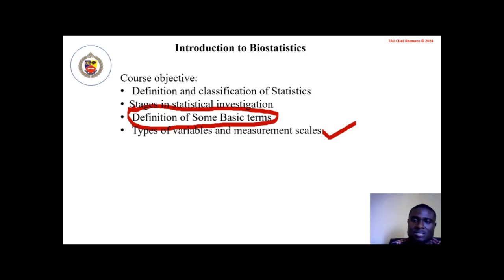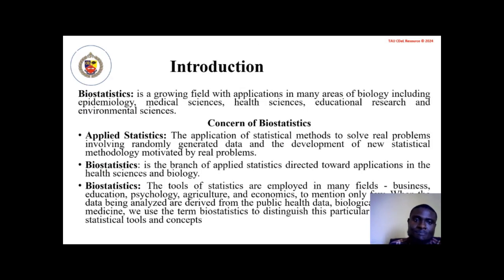Introduction to biostatistics. Let's look at what is biostatistics. As a way of introduction, biostatistics is a growing field with applications in many areas of biology. That is the application of statistics in biology, including epidemiology. These are medical terminology, which is applicable in medical sciences, earth sciences, educational research, and environmental sciences. Basically, biostatistics is just the application of statistics in biology or earth-related fields.